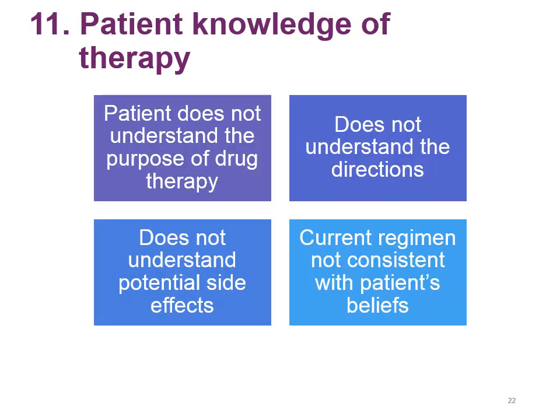Number 11 is patient knowledge of therapy. For example, we can have problems with medication adherence if the patient does not understand the purpose of drug therapy, does not understand the directions, does not understand the potential side effects, or the current regimen is not consistent with the patient's beliefs. I did come across a lot of patients who did not think that taking medications can improve their glycemic control or their diabetes.